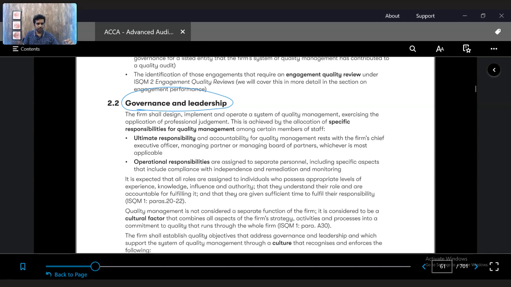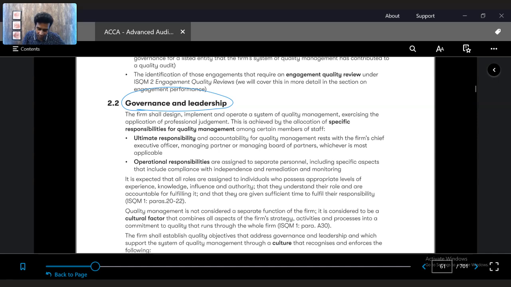at the top. So the quality objectives with respect to governance and leadership establish the environment that supports quality management. To give an example: demonstrating a commitment to quality, leadership and responsibility and accountability for quality, setting an organizational structure, assignments of roles and responsibilities, and authority that will help to enable the design, implementation and operation of the firm's quality management, and resources which are planned for, obtained and allocated in a manner that is consistent with the firm's commitment to quality, etc.